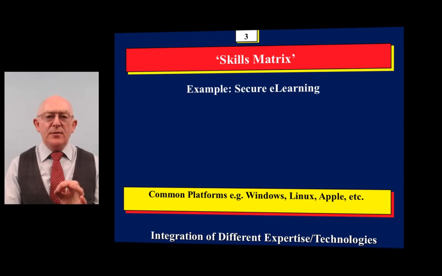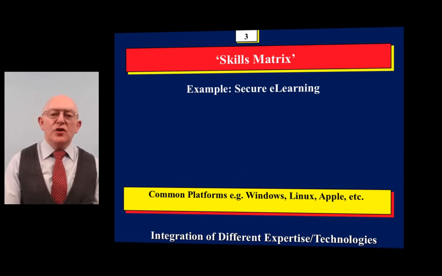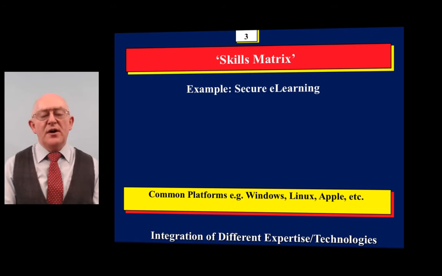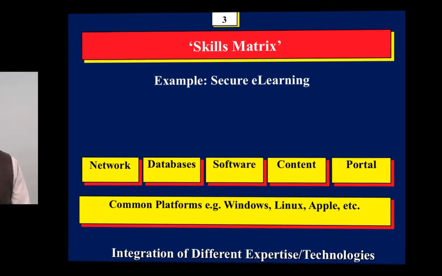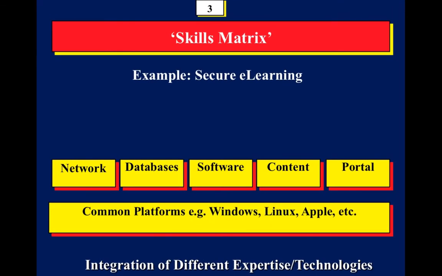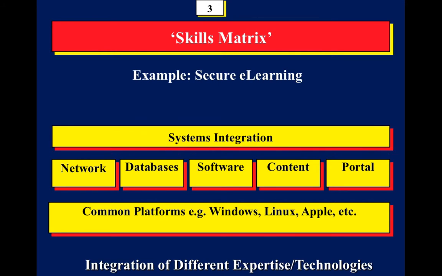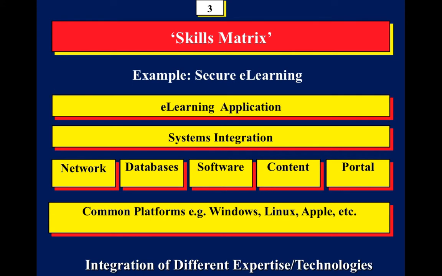So take, for example, here we're developing a secure e-learning system. You first tell the evaluator that the skills that we need to undertake this research are, first of all, we need to understand the different platforms. We need expertise for networks, databases, software, content, and the portal. Now, all these technologies have to be integrated together, and then when the system's in place, we need to try it out on a number of applications.